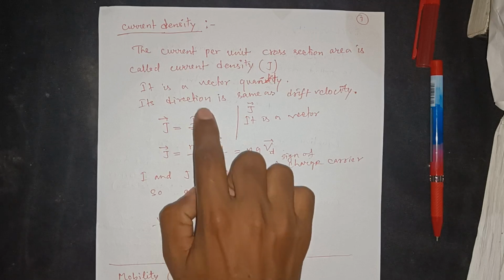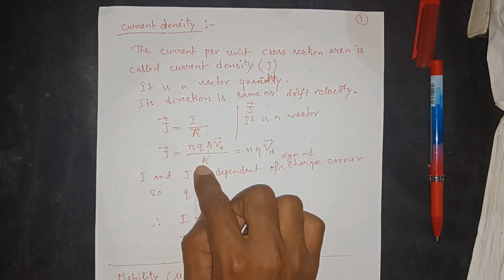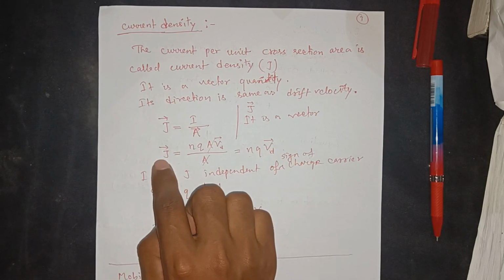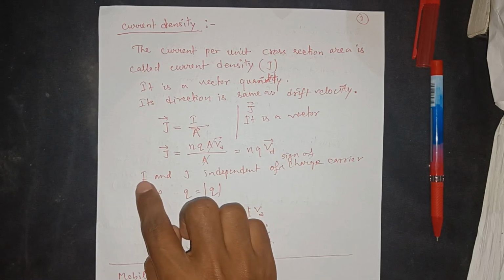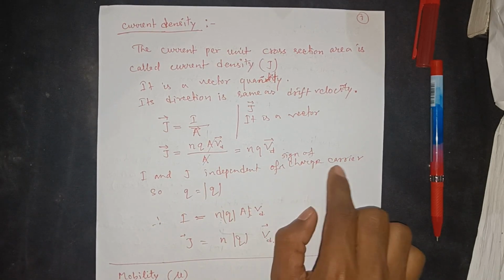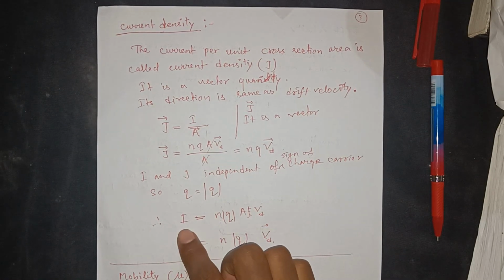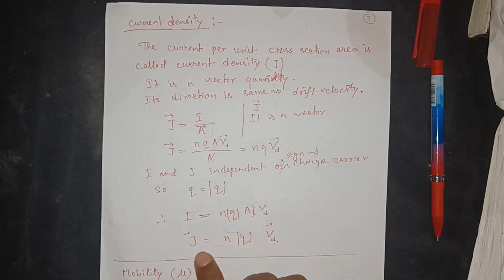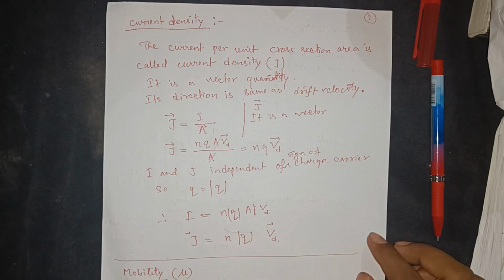So J is equal to NqAv_d divided by A, where A will be cancelled, so J equals nqv_d, the current density. Current density is a vector directed in the direction of drift velocity. I and J are independent of the sign of the charge carrier, so q is taken as positive. So I is equal to n|q|Av_d and J is equal to n|q|v_d. These are the equations for current and current density.